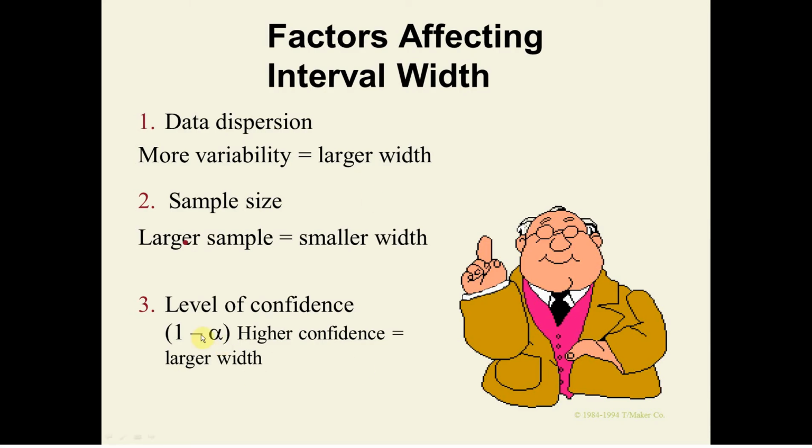And of course, the level of confidence. The higher the confidence I want, the larger the width, but the lower the accuracy. So if I want higher confidence, I get a larger width to capture, because I want to be sure I capture it. If I'm willing to reduce that confidence, then I can be more accurate, but I have lower confidence. So there's always a trade-off between confidence and accuracy.